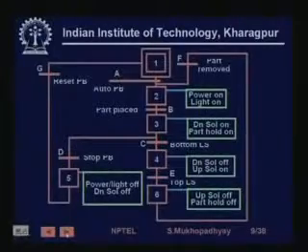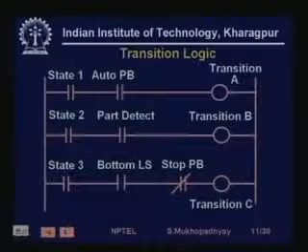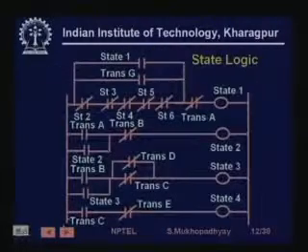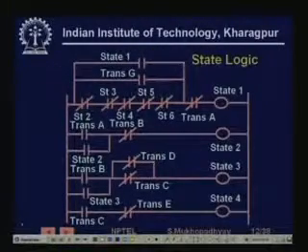So transition B is part placed, correct. So when the part is placed, if that part place signal comes, then transition B will be on, and these are not yet enabled, so therefore state 3 will be on, right. On the other hand, while state 3 is on, if either transition C or transition D occurs: transition D is due to the stop push button being pressed and transition C is due to the bottom limit switch being made.